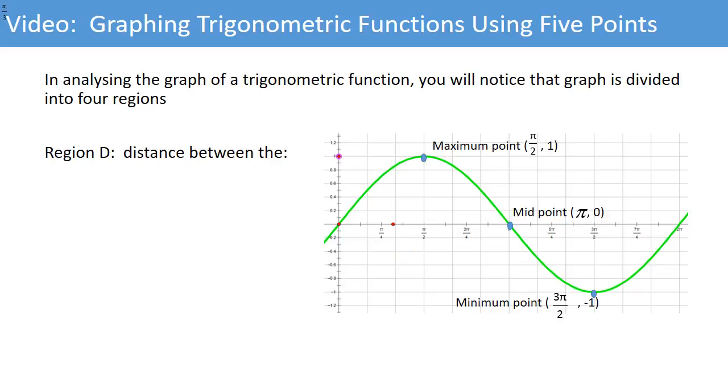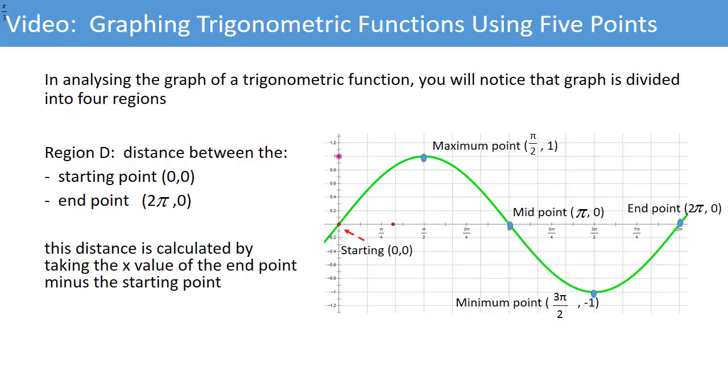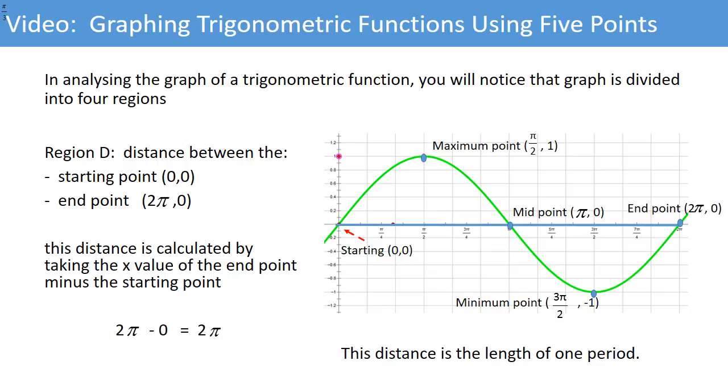Now, region D, the last region. This is the distance between the starting point at 0, 0 and the end point at 2 pi, 0. This distance is calculated by taking the x value of the end point minus the starting point. 2 pi minus 0 equals 2 pi. This distance is the length of one period.